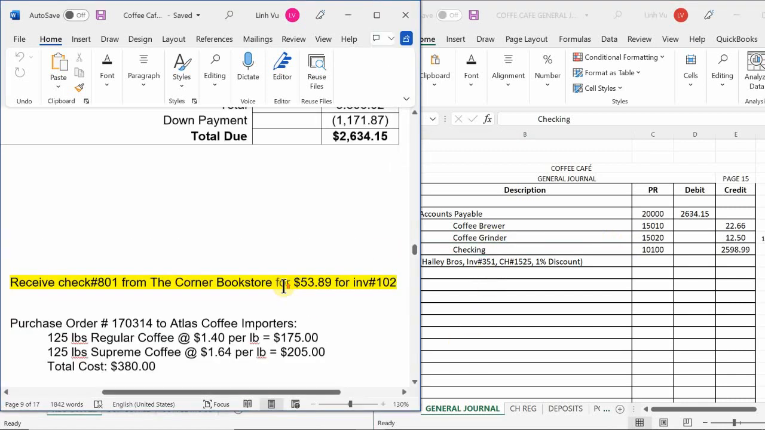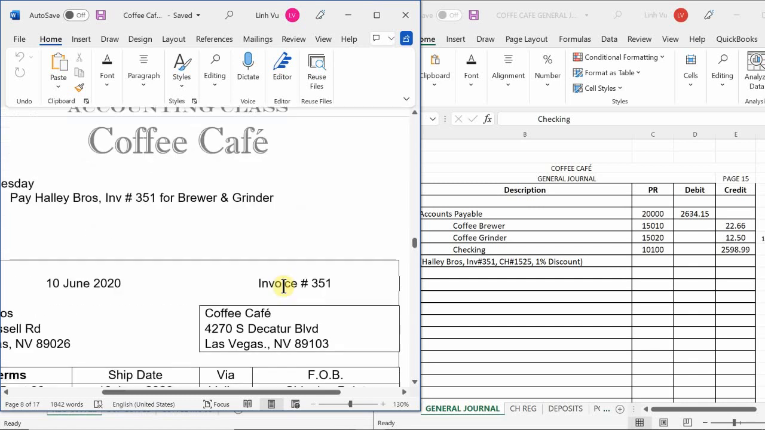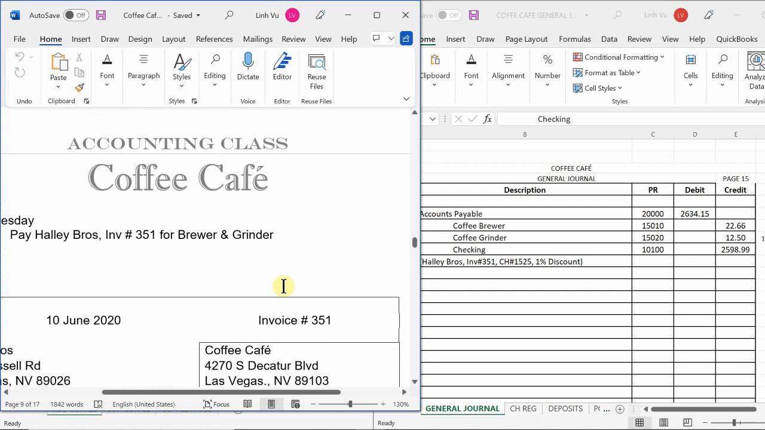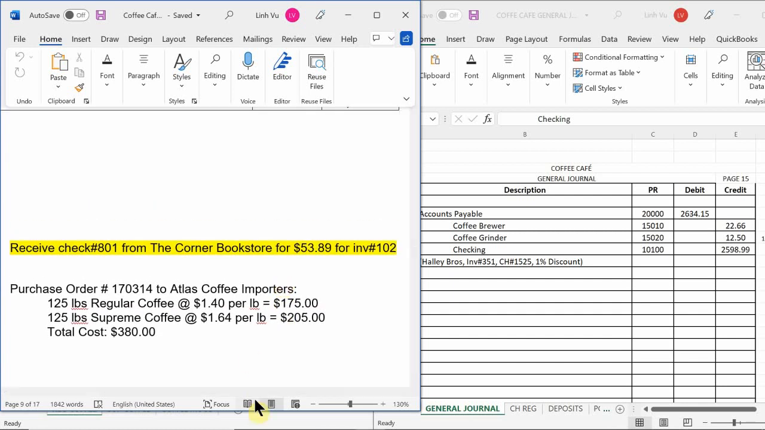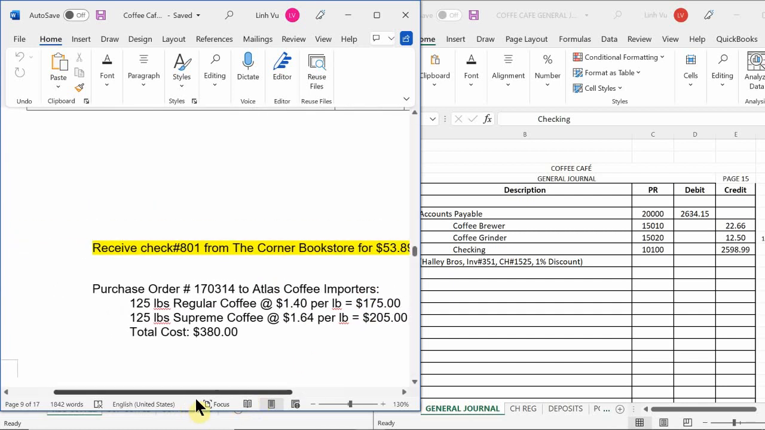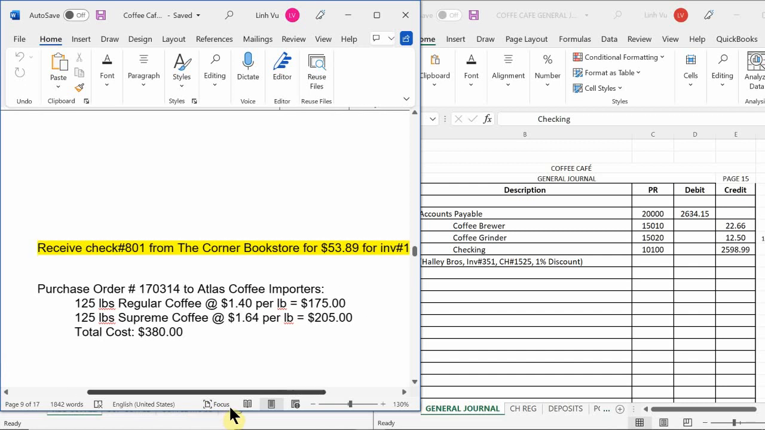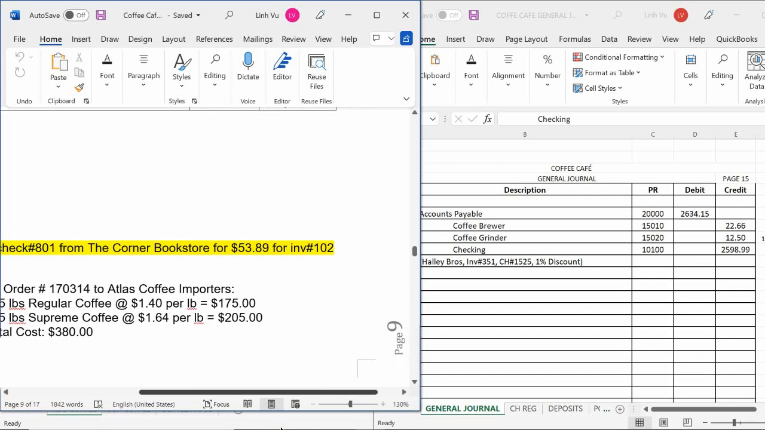Last time we left off, we made a payment to Hallie Bros and received a 1% discount. In this case, we paid for the coffee brewer and the coffee grinder. Next, we are going to be receiving check number 801 from the corner bookstore for $53.89 for invoice number 102.